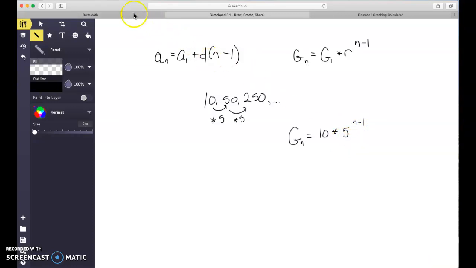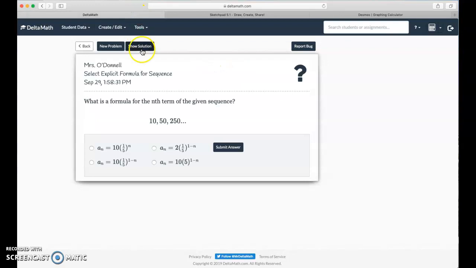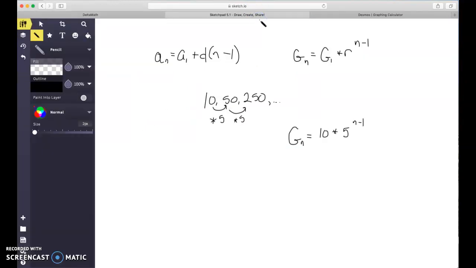And let's see if they've got that in our Delta Math. No. They do not. They have 5 to the 1 minus n. They have 1/5 to the 1 minus n. They have 1/5 to the 1 minus n. And they have 1/5 to the n. So that means that we need to simplify.